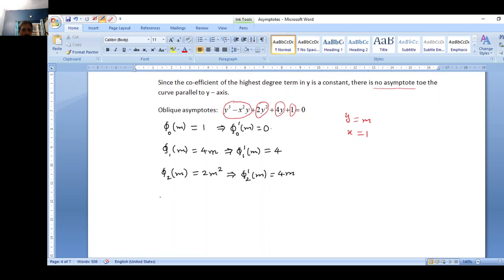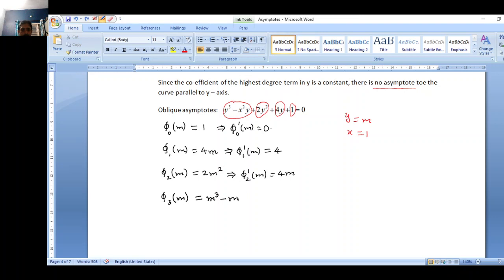Okay, and next we have to go for phi 3 of m, because we also have a third degree term, and in this now, as we can see, there are two terms. Now replace every y by m and x by 1, and that will give me this expression as m cube minus x is 1 and y is m, so this will be m cube minus m.